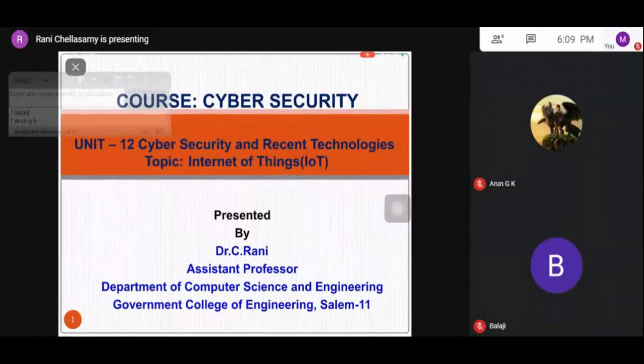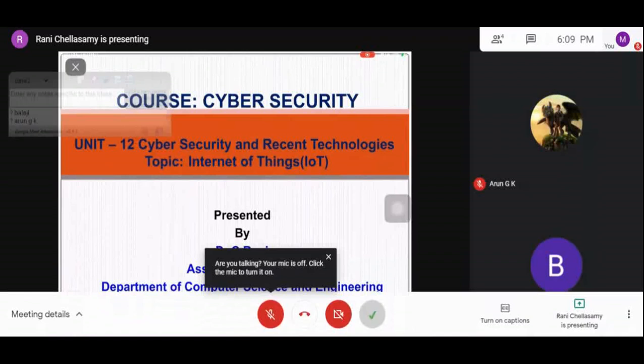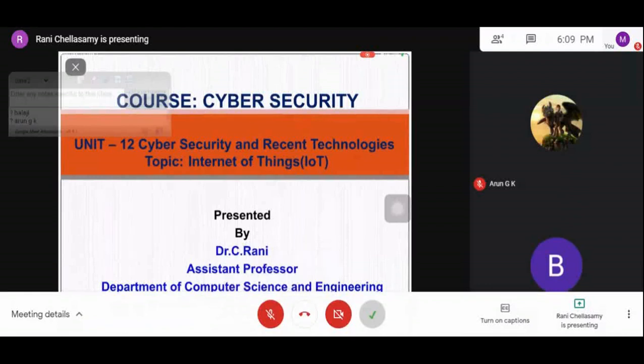So today we'll be seeing the 12th unit, that is cybersecurity and recent technologies. In that, we are going to see the topic on Internet of Things. We'll be seeing the introduction of the IoT and the applications, and the challenges. What are the challenges faced by IoT? All these, with the introduction part of IoT, will be discussed today, and tomorrow we'll be discussing the security aspects of IoT.